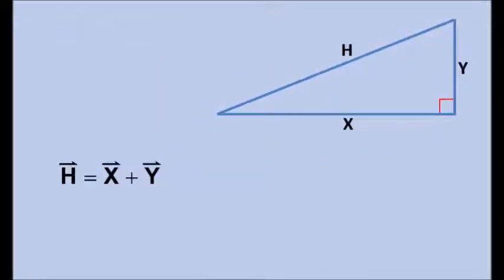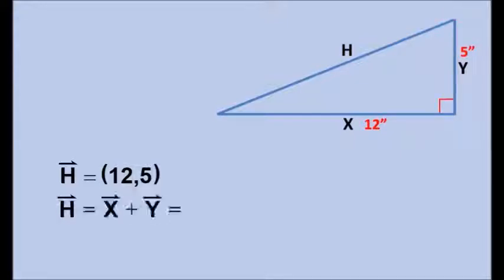Notice that the little arrow decorations here on the top of h, x, and y indicate that these are vectors instead of just simple numbers. Our h vector, for example, can be represented by 12, 5, since it goes right 12, let's call them inches, and up 5 inches. Starting with our original equation, let's try out a little vector arithmetic.